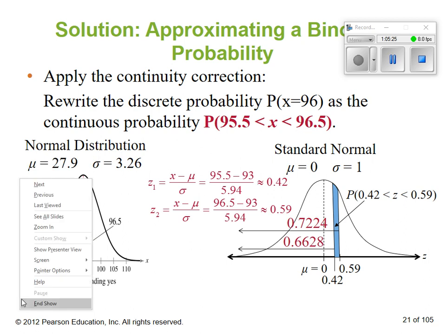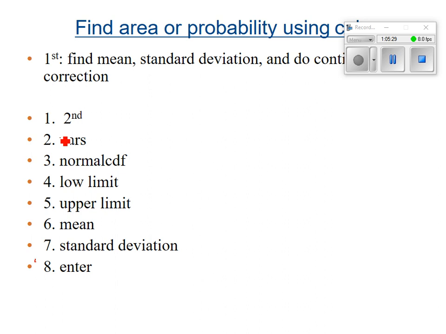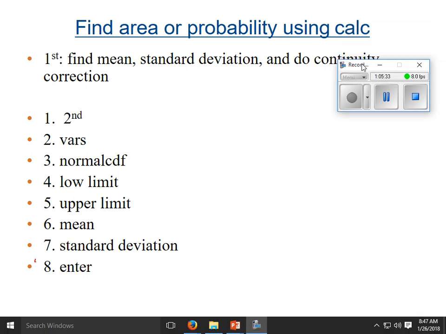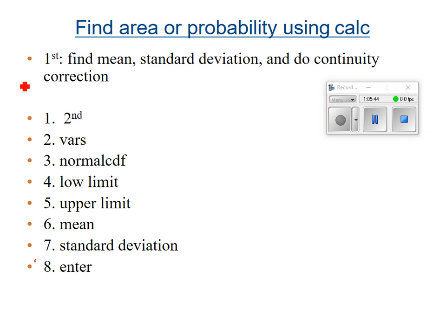You probably don't want to change all these into z-scores every time. In the past, you guys are lucky, because in the past, I made them all change it into z-scores. Now I'm just tired of fighting with Sydney over there and just saying, use your calculator. I don't care. This is what you punch in on your calculator. First, you've got to find the mean and the standard deviation and do the continuity correction. Then these are the steps for the calculator.